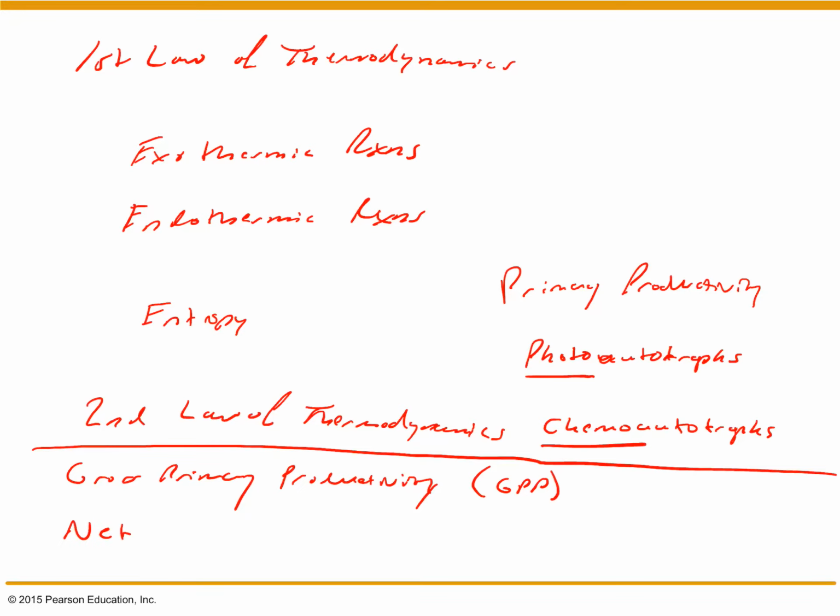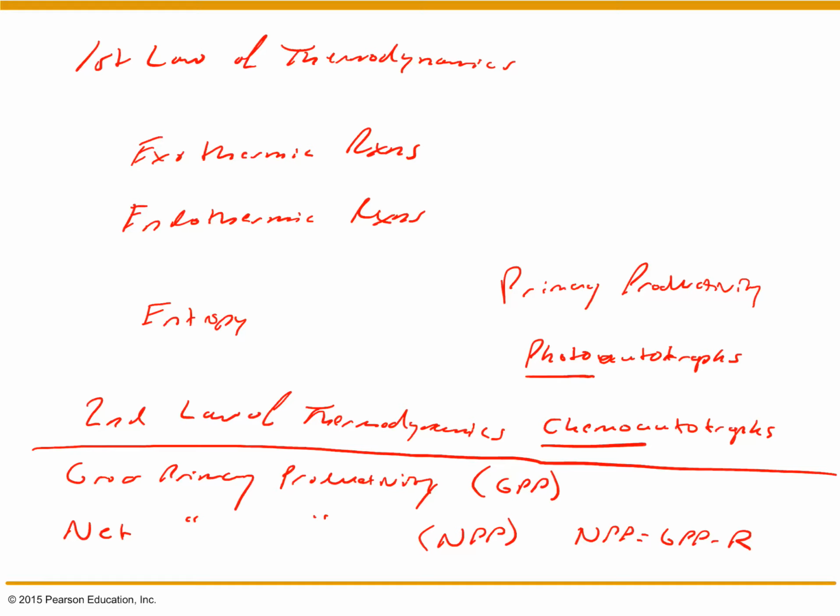Contrast that with net primary productivity, or NPP. This is the rate of energy storage as organic molecules after energy is expended for cellular respiration. So, net primary productivity then equals gross primary productivity minus cellular respiration.